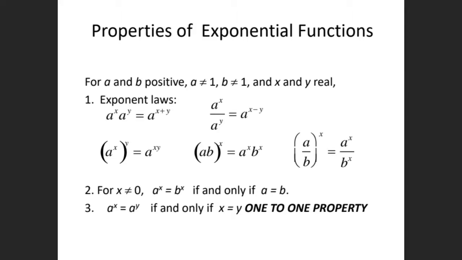So here, this rule, we like to call our one-to-one property. For two exponential expressions to be equal to each other, that means that the bases have to be equal and the exponents have to be equal. If we can match that, we call that our one-to-one property. We're going to use this a lot, especially when solving equations. One way to solve equations fairly easily is using this property.